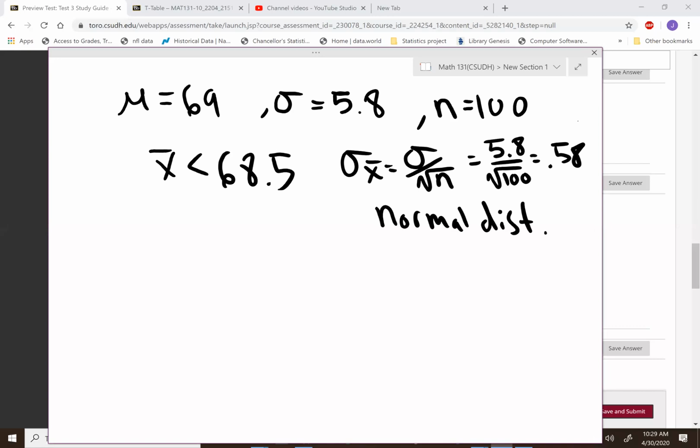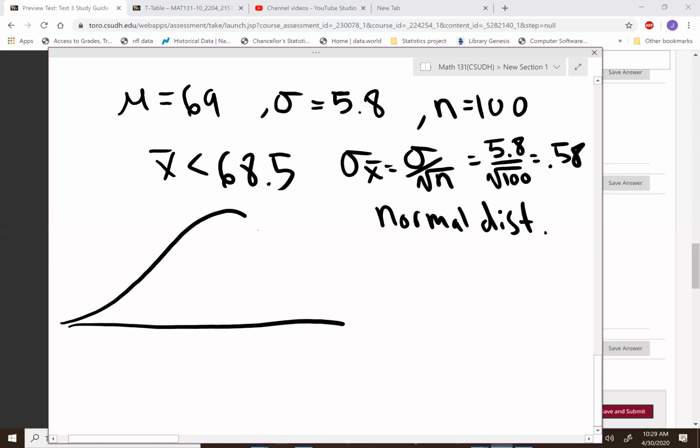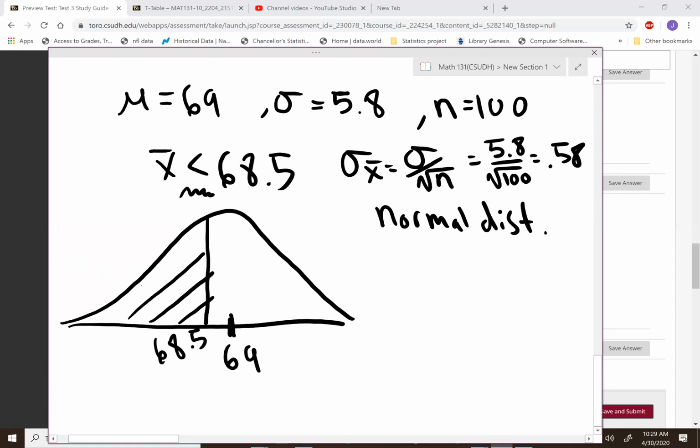All right, so let's go ahead and draw this out. In the middle will be 69, and right to the left of it, you should have 68.5. So we want to find the probability that's less than 68.5, so we shade to the left-hand side. Let's go ahead and do this one.